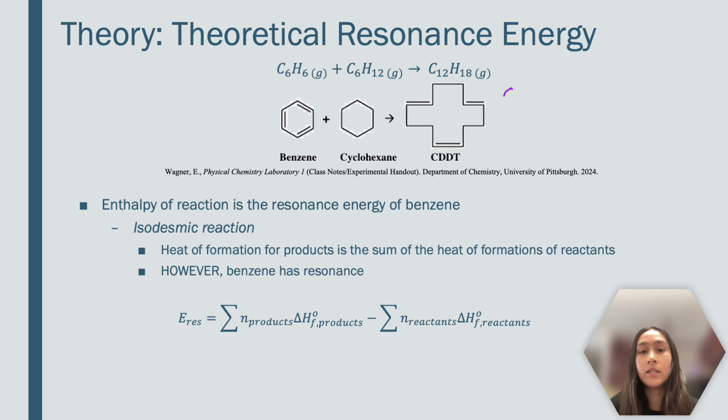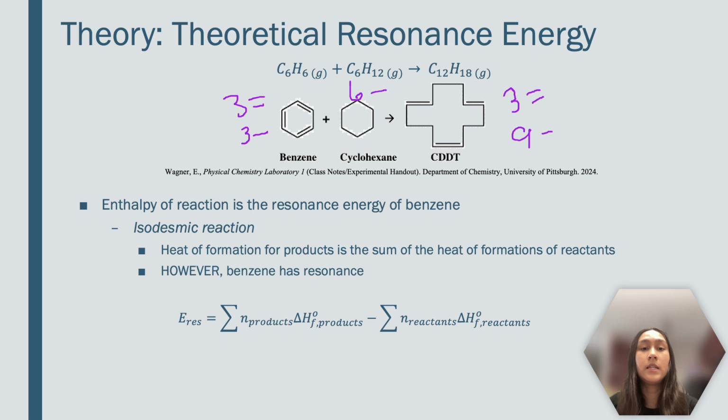As you can see, CDDT has 3 double bonds and 9 single bonds. Cyclohexane has 6 single bonds. Benzene has 3 double bonds and 3 single bonds. If you add up all the single bonds, 3 plus 6 equals 9. And if you add up the double bonds, 3 plus 0 is 3. Therefore, it is expected that the heat of formation of the products is the sum of the heat of formation of the reactants, but this isn't the case because benzene has resonance.